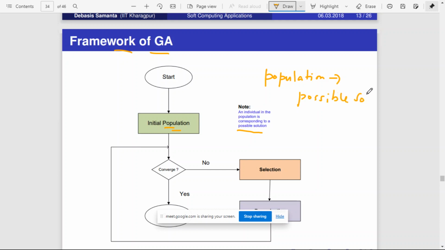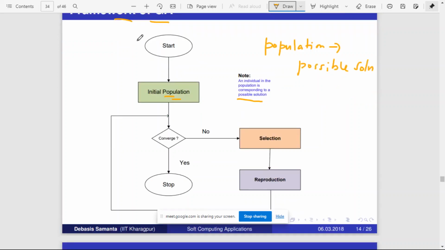Now we want a better solution. Everything may be a possible solution, but we want an optimal solution. That is our objective. So the algorithm starts, and we have some initial population. How is this initial population generated? By using some random process.